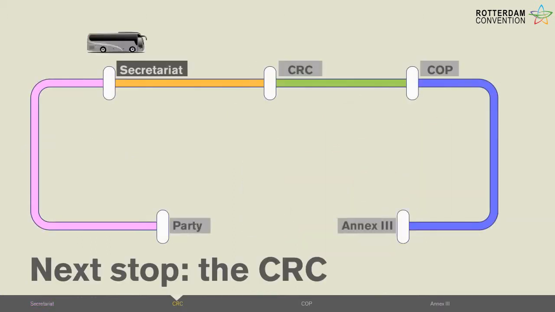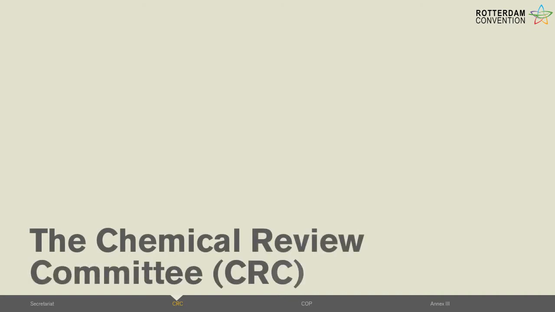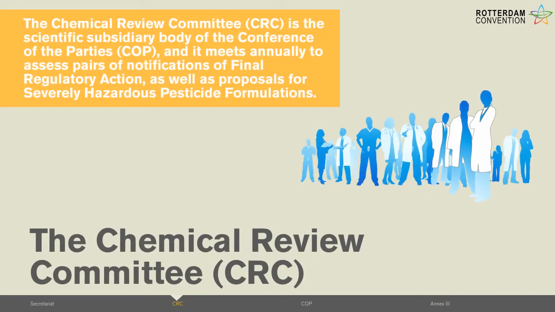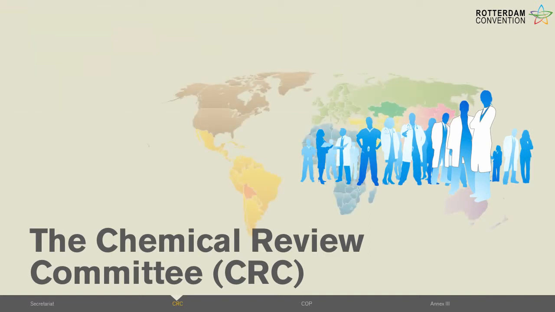Next stop on the bus ride is the CRC. But what is the CRC? The CRC means the Chemical Review Committee. This Chemical Review Committee is the scientific subsidiary body of the Conference of the Parties to the Convention, and it meets annually to assess pairs of notifications of final regulatory actions, as well as proposals for severely hazardous pesticide formulations. The committee includes 31 independent scientific experts from across the globe that have been nominated by parties.